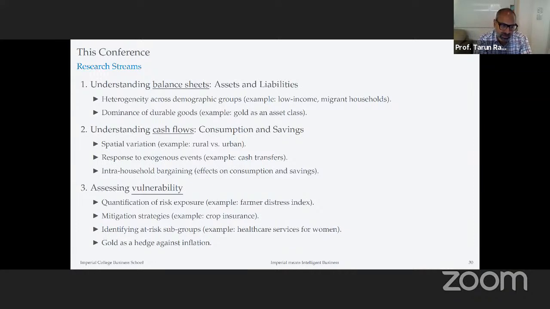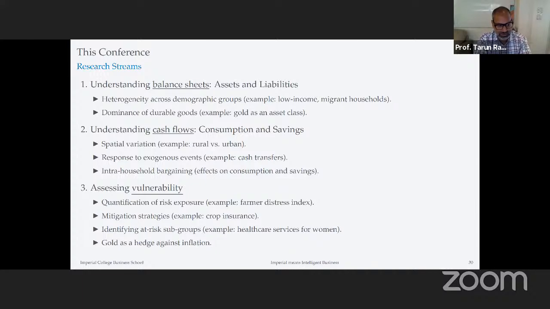Thinking about spatial variation, one example was a project on the determinants of urban household finances, responses to exogenous events, what happens when cash transfers occur, how does that affect the household balance sheet. And of course, questions of intra-household bargaining, which is, how does bargaining between spouses or between constituents of a household affect consumption and savings of the household?